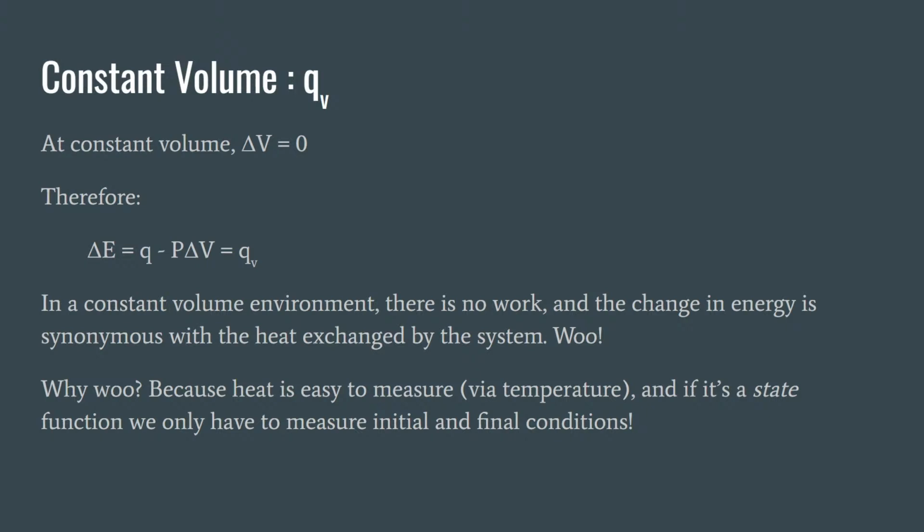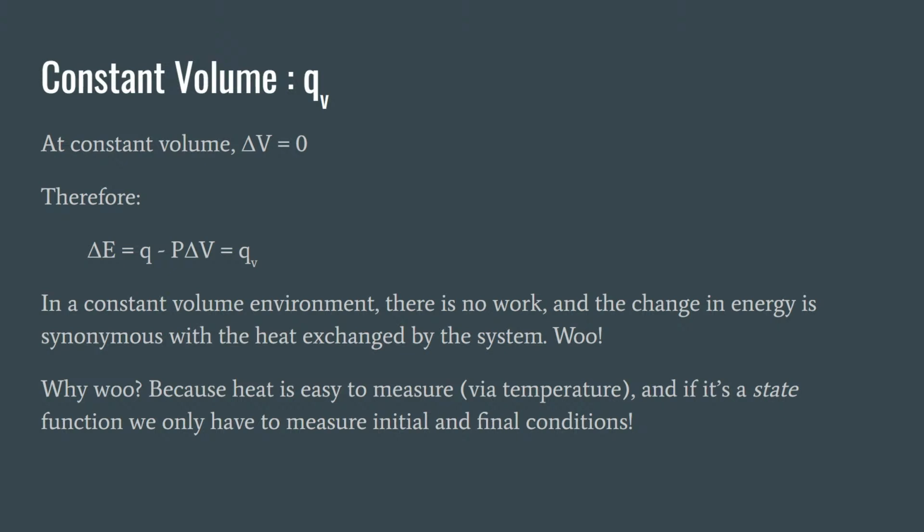Okay, at constant volume, the system can only exchange energy through heat. So all you have to do is measure the heat. And that's really easy to do, actually, because you just measure the temperature of the system. And here's the thing. Energy is a state function. Okay? Heat and work are not. But if heat is the only way the system can exchange energy, then for a constant volume setup, heat becomes a state function.